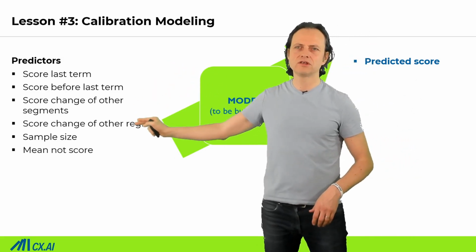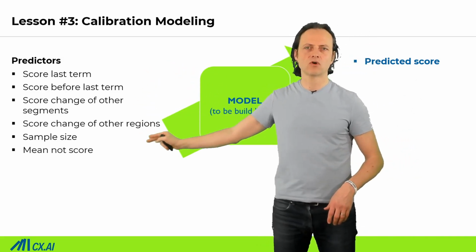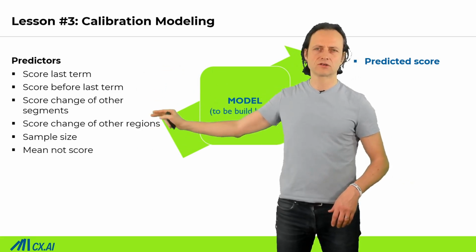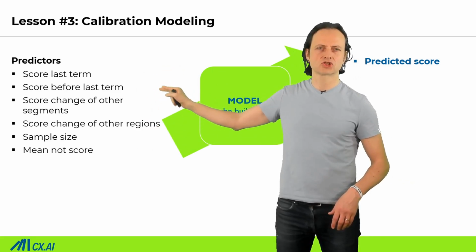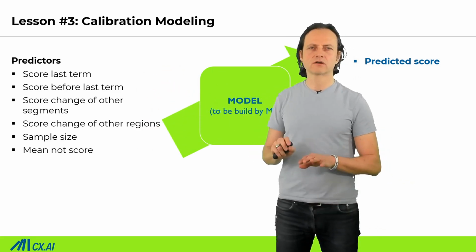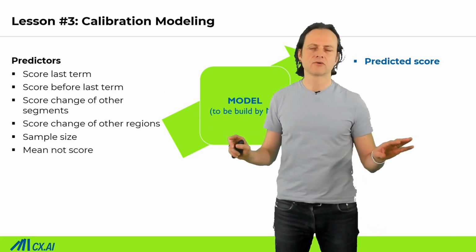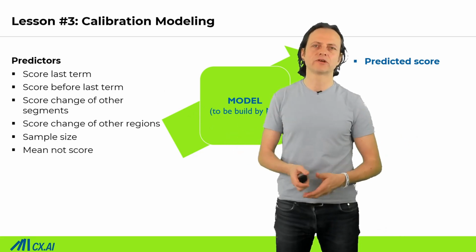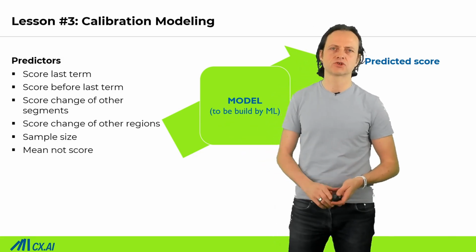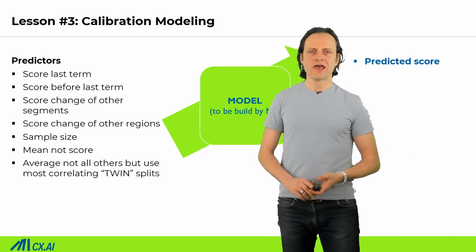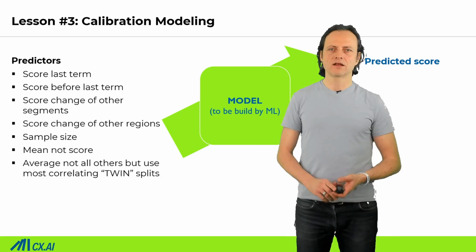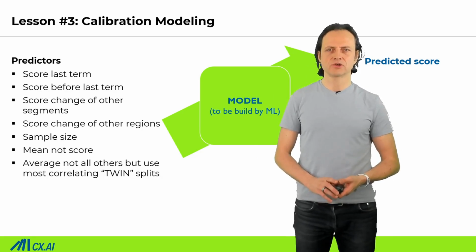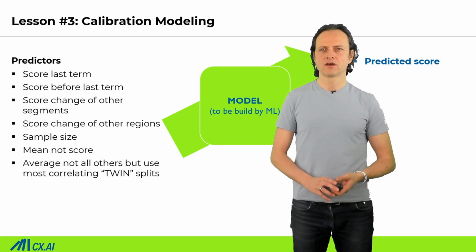We don't need to know how all this stuff interrelates, and oftentimes there are strong interactions where conventional statistics doesn't work at all. It typically gives half of the predictive power. So you need to leverage machine learning here. So average not all others, but use more correlating twin splits. That's another technique you can try out.